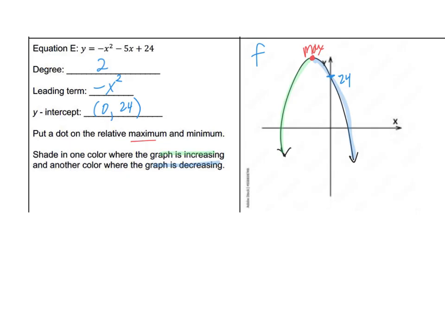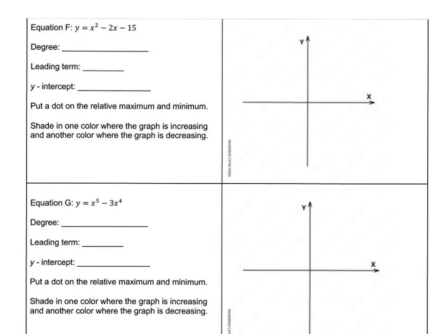All right, this again was something that you were familiar with, so hopefully you could recognize that it's a parabola. It has a y-intercept of 24, the leading term is -x squared, and the degree is 2. It has a negative leading coefficient, which means it should have opened down, so hopefully you got equation E to match with graph F. You can pause again and try these last two.